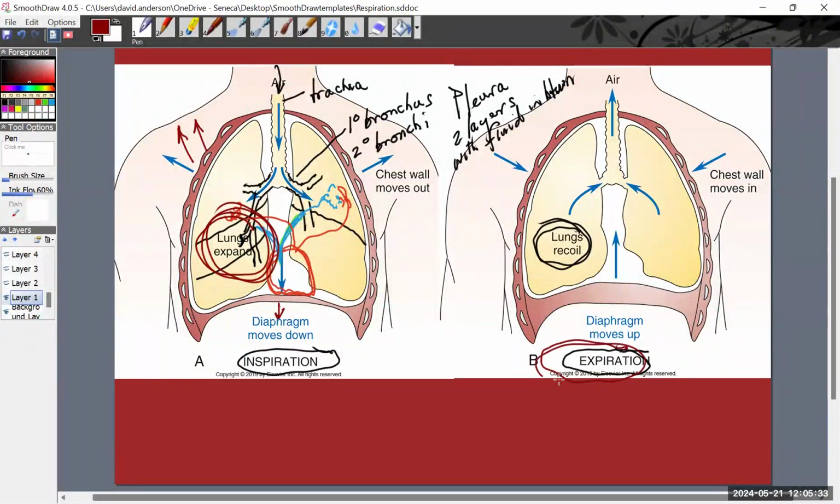And for the opposite to happen, all we do is stop contracting these muscles. The diaphragm will move back up, and the ribs will return back to their resting position, which increases the pressure and pushes air out, because now the lungs are going to get smaller. And when the lungs get smaller, we push the air out. Expiration.